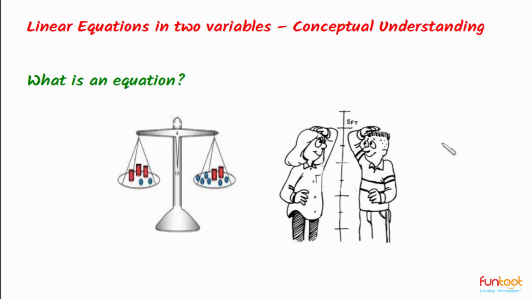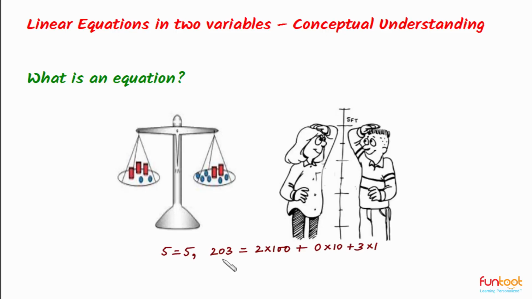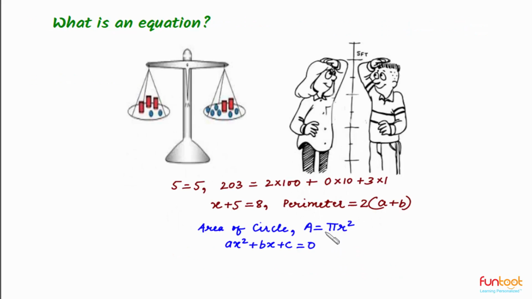For expressing two equal quantities, we make use of equations. These are a couple of equations in numbers, and these are a couple of equations which have numbers and variables also. And here we have a couple of equations which are of higher degree. Degree of this equation is 2 and degree of this equation is also 2.